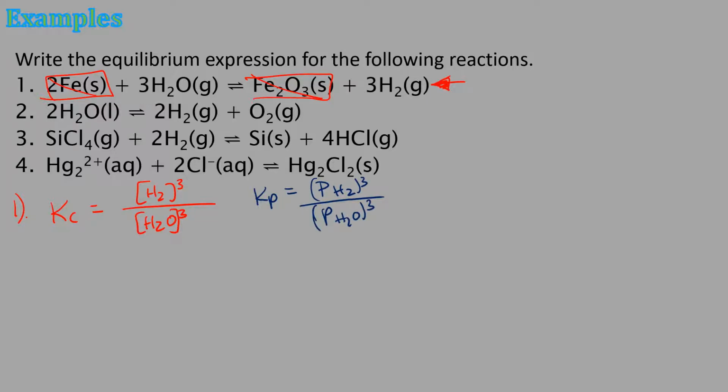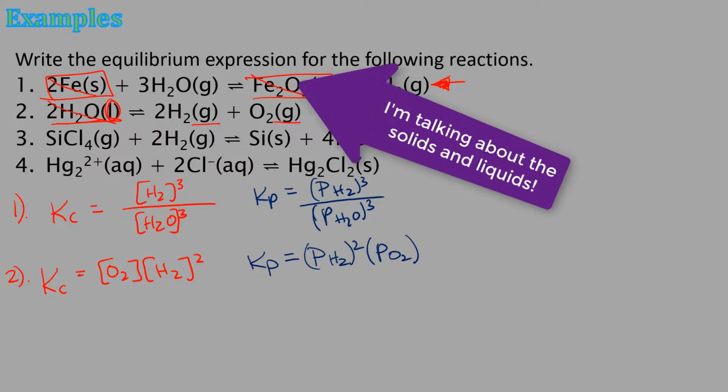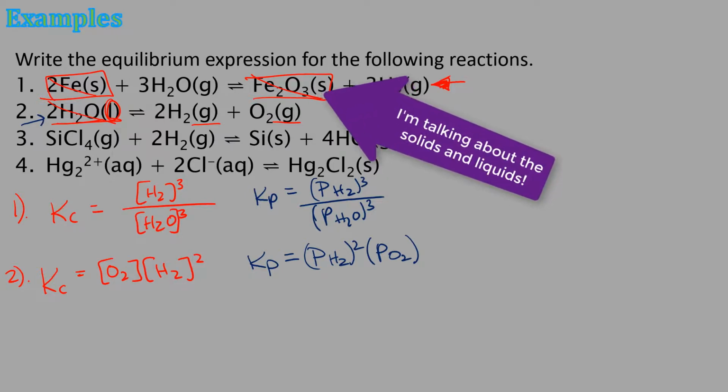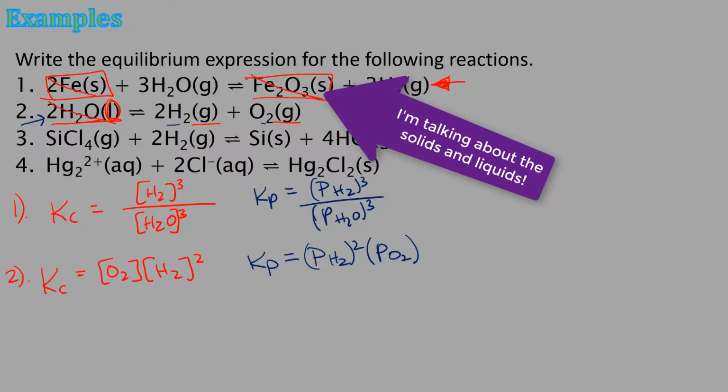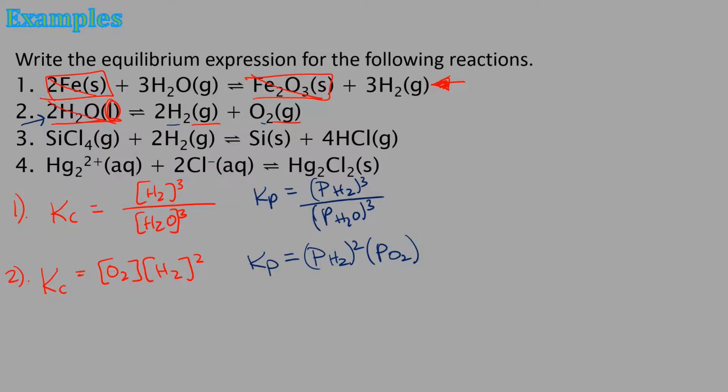Number 2 is going to be the concentration of oxygen times the concentration of hydrogen squared, because these are two gases and this is a liquid, so it's not in the K. It's going to be the same thing for Kp because they're both gases, except in pressure. And I don't want you to think that this stuff isn't important for equilibrium to get established. It has to be present, or you can't make hydrogen and oxygen gas. It can't come from nothing, but the amount that you have of that does not affect the equilibrium because it's not in the equilibrium expression.